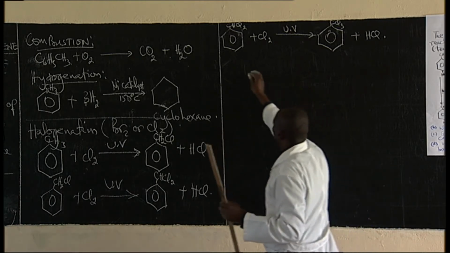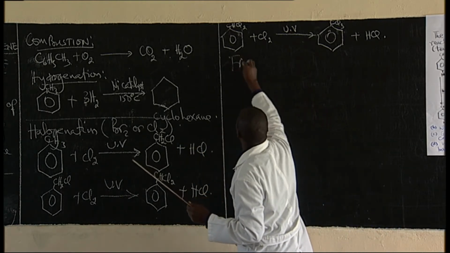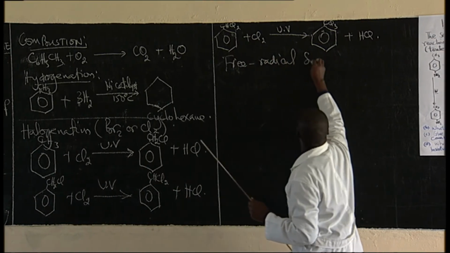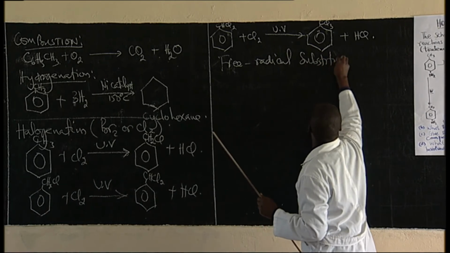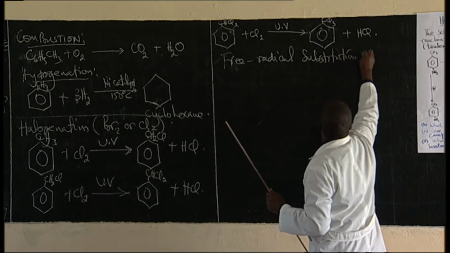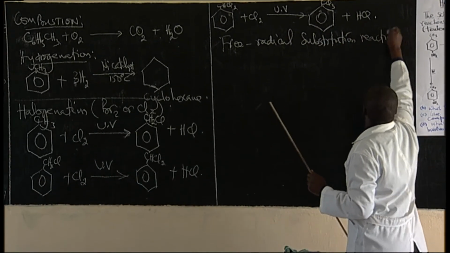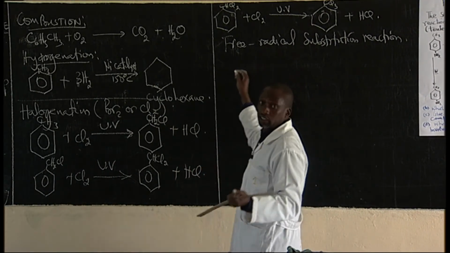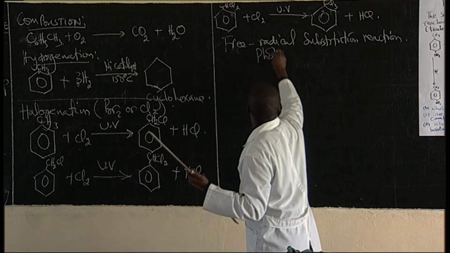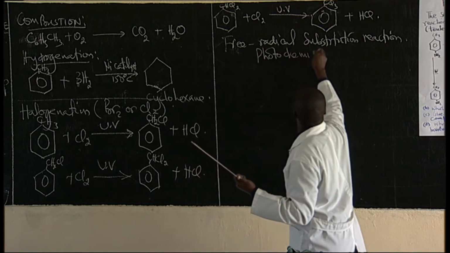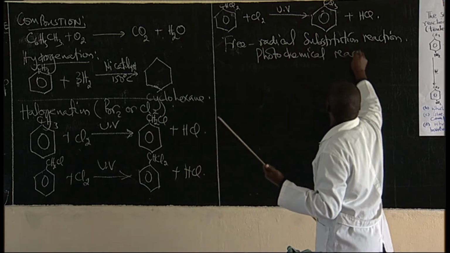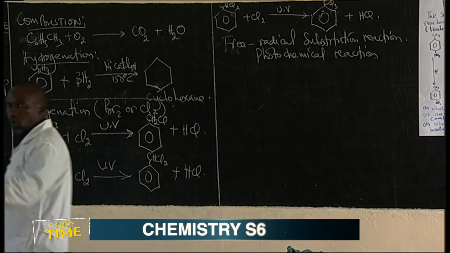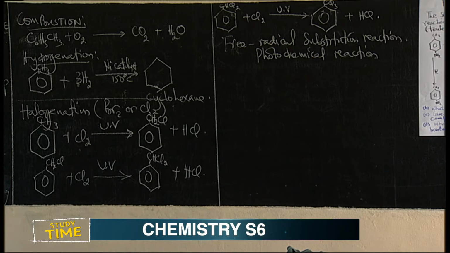So this undergoes what we call a free radical substitution reaction. That is the mechanism, or we can call it a photochemical reaction. So it takes place in the presence of light, as one of the conditions for that reaction.